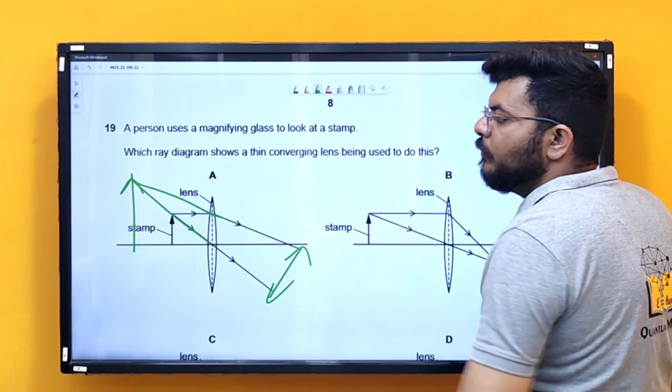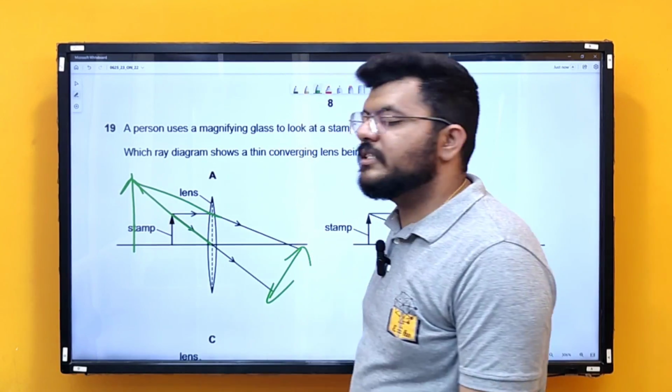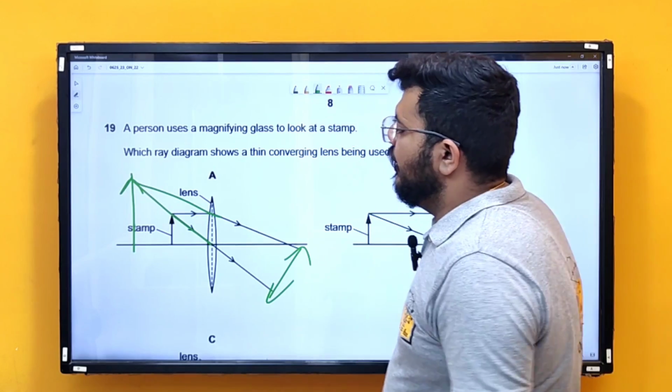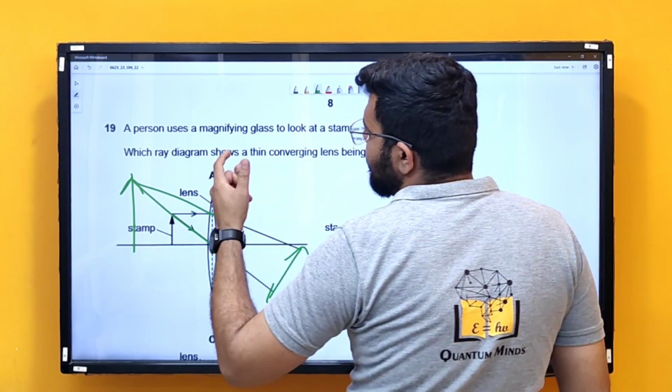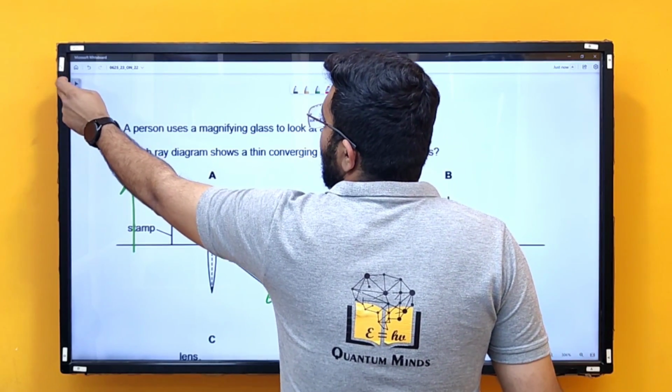We have projected them to meet. It is upright. It is on the same side of the lens. It is larger. So magnifying, yes. Virtual, yes. And this is how it can be used. Let's see if any other ray diagram can be analyzed here.